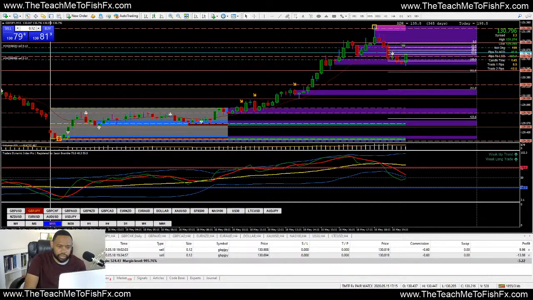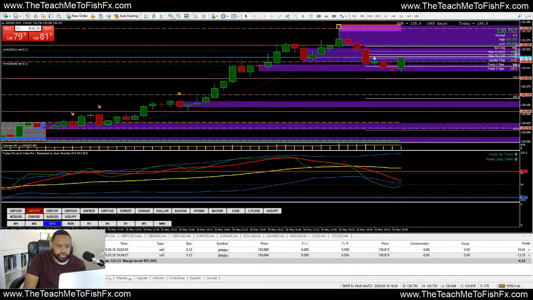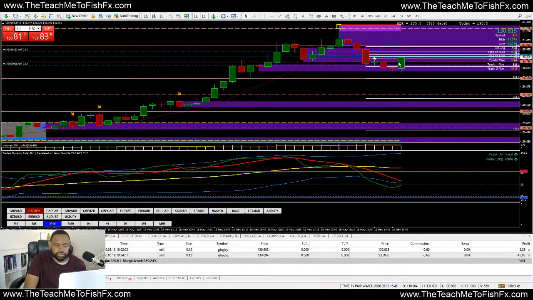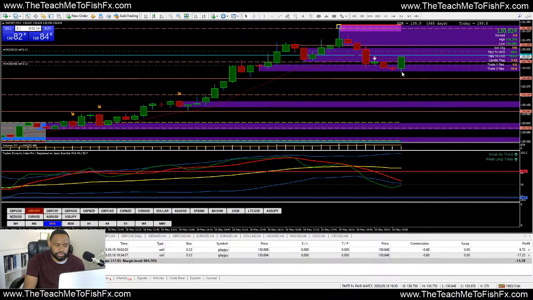So if we pull out our Fibonacci tool, and hopefully you guys can see this okay, I'm just gonna blow this up. It is almost at the 50%, so we'll see. It looks like it is rejecting at the 50%, so that could just be a pullback, and our trade will be okay.